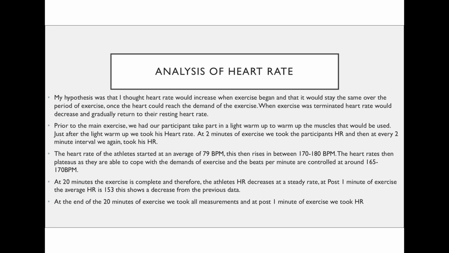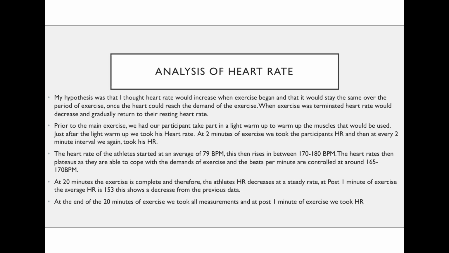Prior to the main exercise, we had our participant take part in a light warm-up to warm up the muscles that would be used. Just after the light warm-up, we took his heart rate. At 2 minutes of exercise, we took the participant's heart rate again, and then at every 2-minute interval we took it again. The heart rate of the athlete started at an average of 79 beats per minute. This then rises to between 170 to 180 beats per minute.